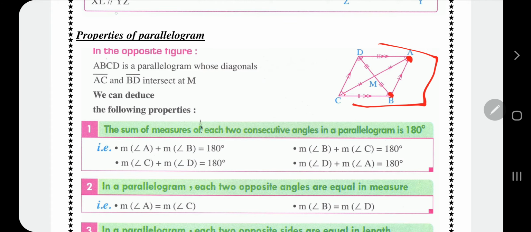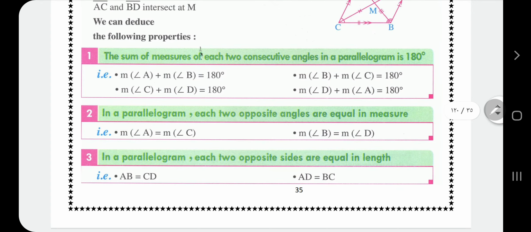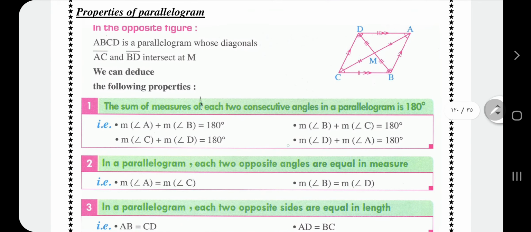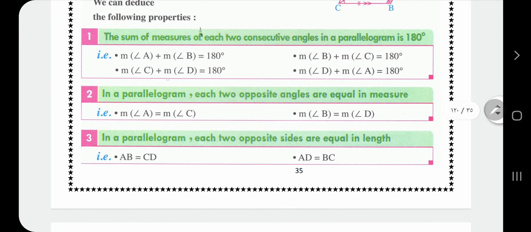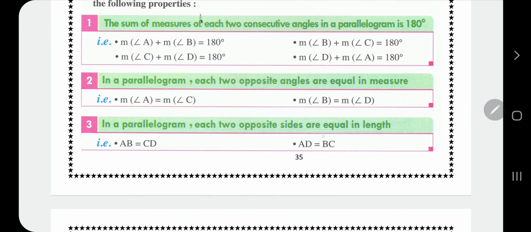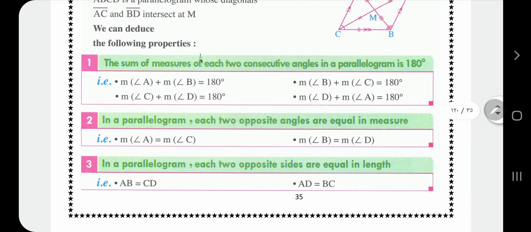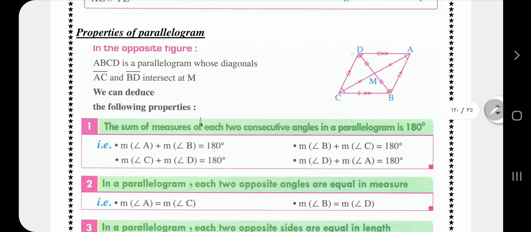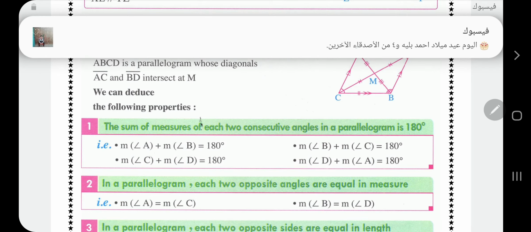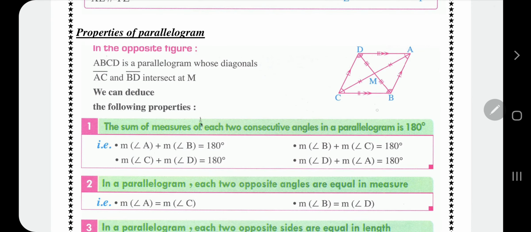Let's see another property. Number 2: in the parallelogram, each two opposite angles are equal in measure. Measure of angle A equals measure of angle C, and measure of angle B equals measure of angle D. In a parallelogram, each two opposite sides are equal in length. We already know this from before. AB is parallel to CD, and also AB equals CD.